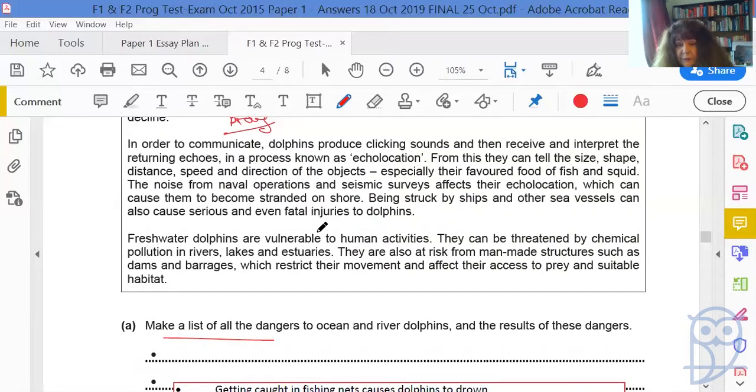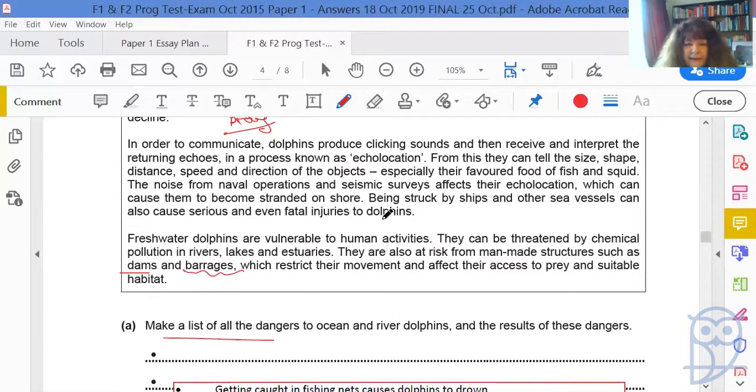Freshwater dolphins are vulnerable to human activities. They can be threatened by chemical pollution in rivers, lakes, and estuaries. They are also at risk from man-made structures such as dams and barrages, which restrict their movement and affect their access to prey and suitable habitat. Okay, remember a barrage, there's a very big one that protects London. It's like a huge barrier that can rise up when there's a flood and supposedly will keep the water out. Okay, so both man-made structures, dams, and barrages.